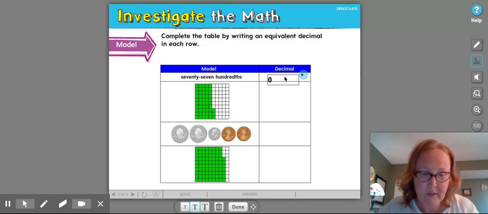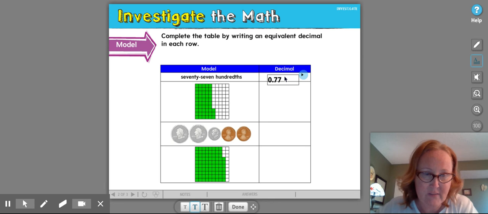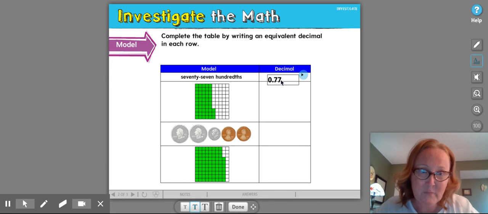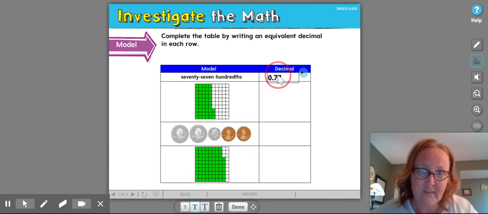Well, I don't hear any whole, and 77 hundredths. Notice that means if I have 77 out of 100, I have 7 tenths and 7 hundredths, right? 77 total hundredths still means that there are tenths that are filled in there. Okay, so 77 hundredths. All right, let's do another one.